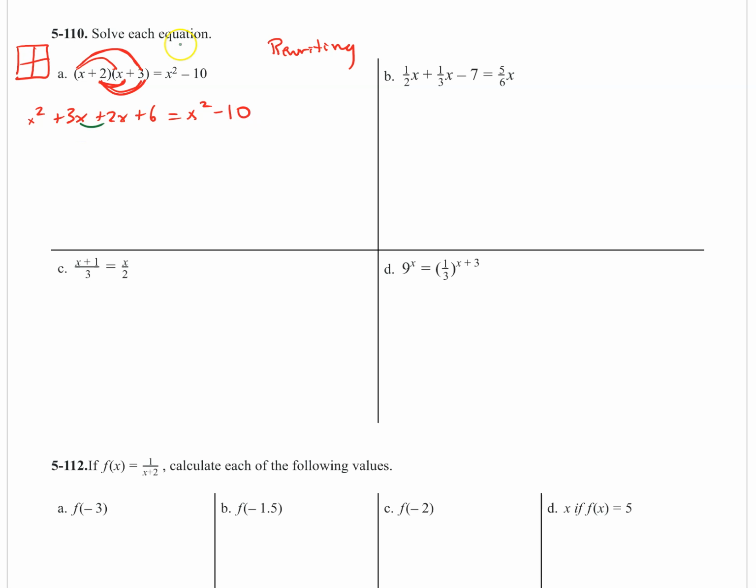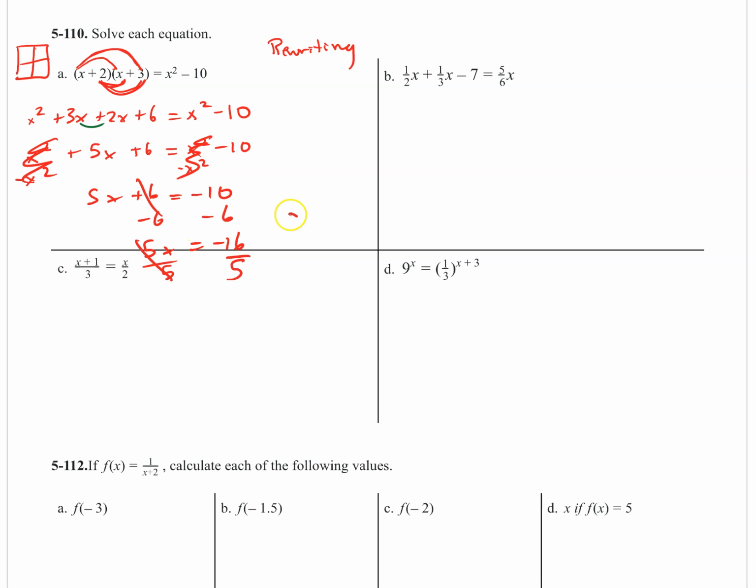Combine like terms. X squared plus 5x plus 6 equals x squared minus 10. So I've got an x squared on each side. If I subtract x squared from each side, they cancel, leaving 5x plus 6 equals negative 10. Solve for x, take away 6 on each side, 5x equals negative 16, and then you divide by 5. There's x. Let's look at b.